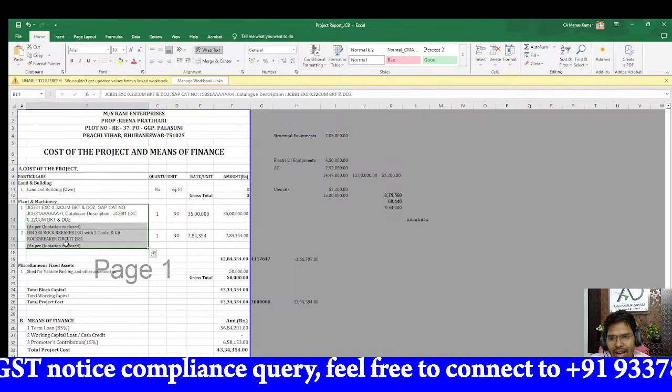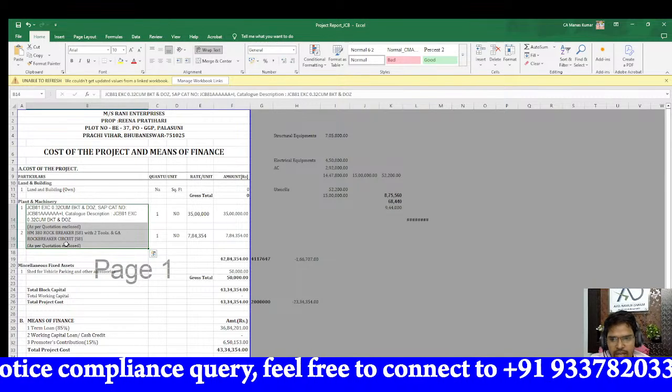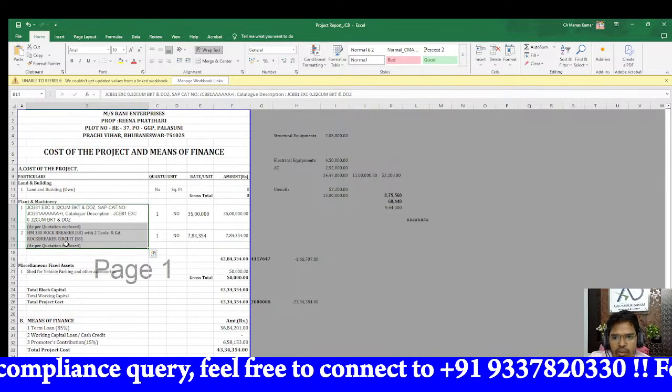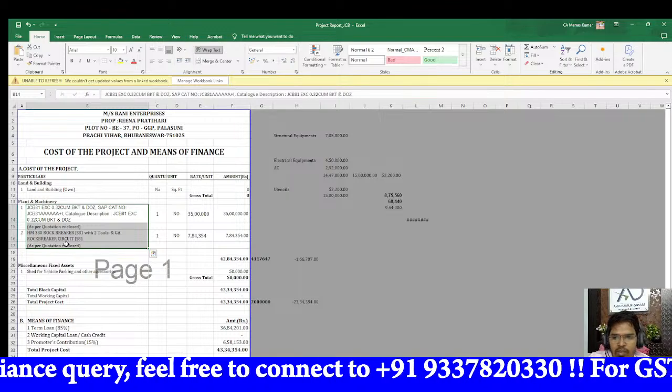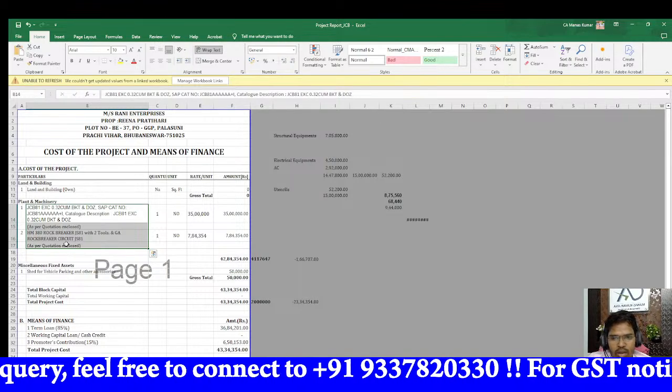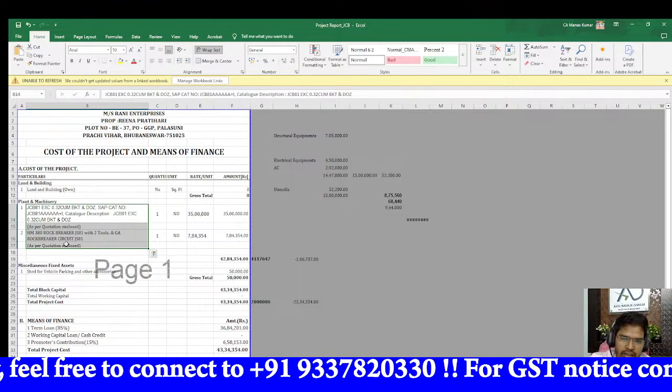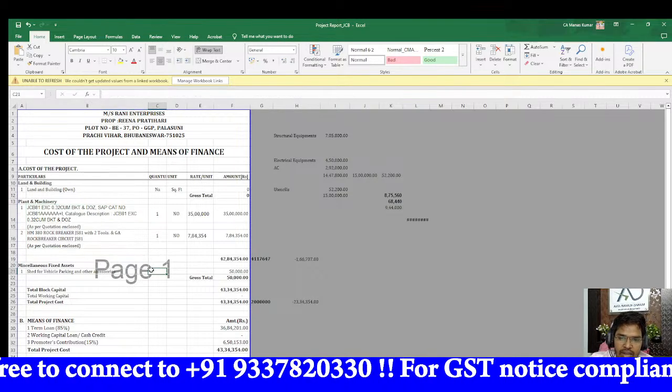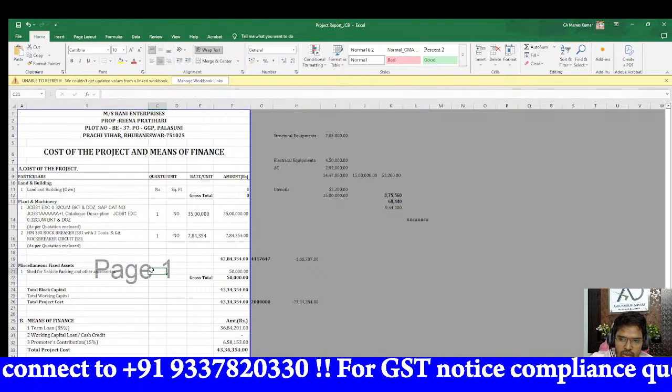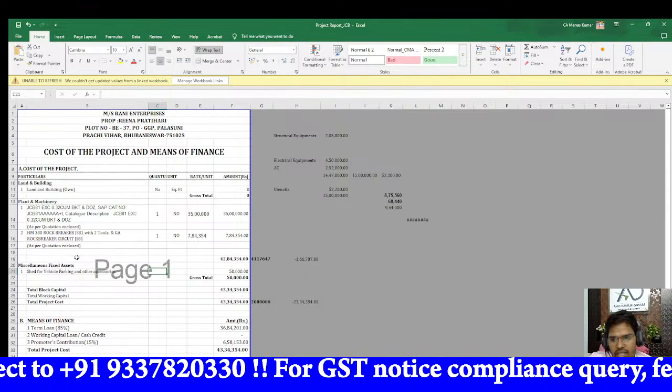You have to ask your client to receive a quotation, and on the basis of that you have to put the figures here so that it will be most viable for the bank and everywhere. If anyone is interested to give a loan to you, then he can rely on this.